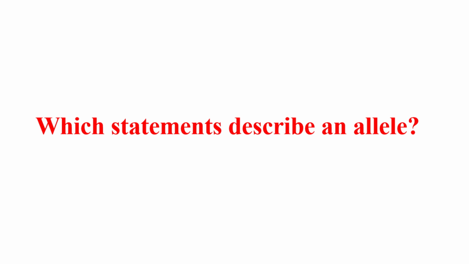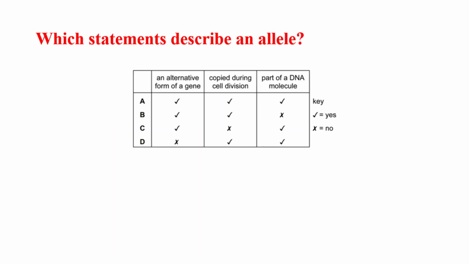In the next question we will look into a fundamental concept in genetics, alleles. Let's see if you can identify which statements describe an allele from the following options. Take a look at this table with 4 options, A, B, C, and D. We need to figure out which one best describes what an allele is. Here's the breakdown of the options. Option A says an allele is an alternative form of a gene, it is copied during cell division, and it is part of a DNA molecule.